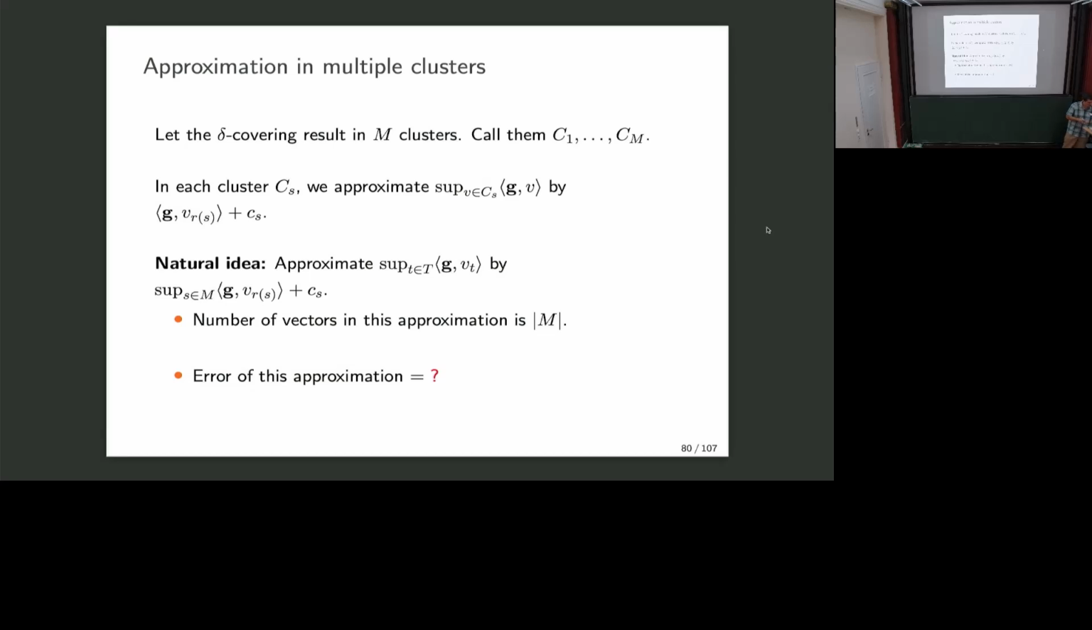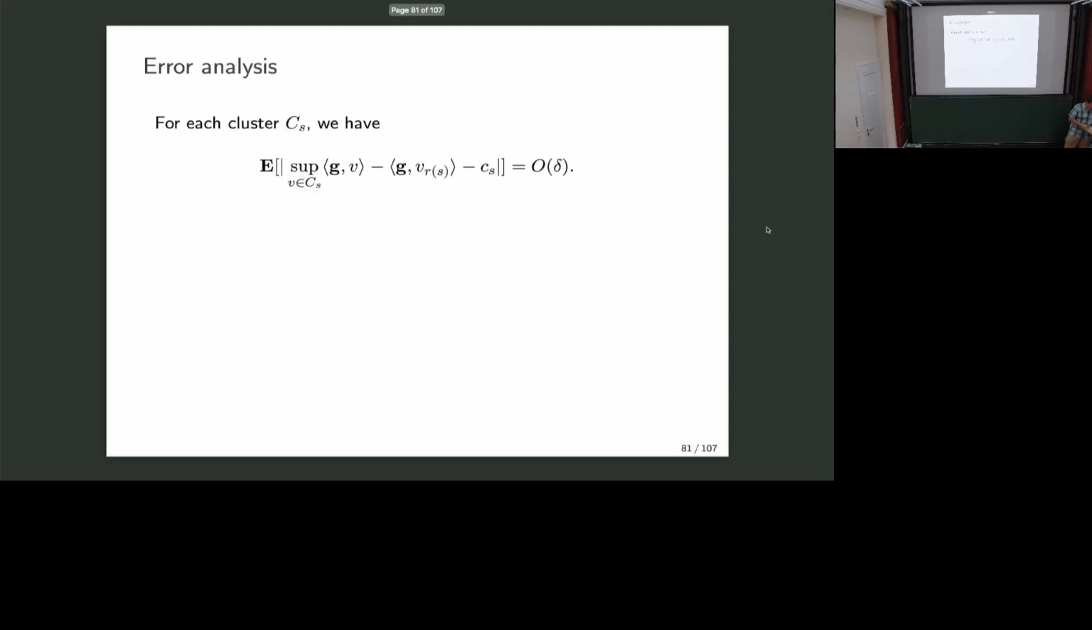Yeah, but also, having the size m could be large. m could be very large. Yeah, we're going to have to confront both these kinds of issues: the error and the size of the approximation, exactly. Okay, so within a single cluster, we saw we have error delta. And we're saying for now we have m clusters.